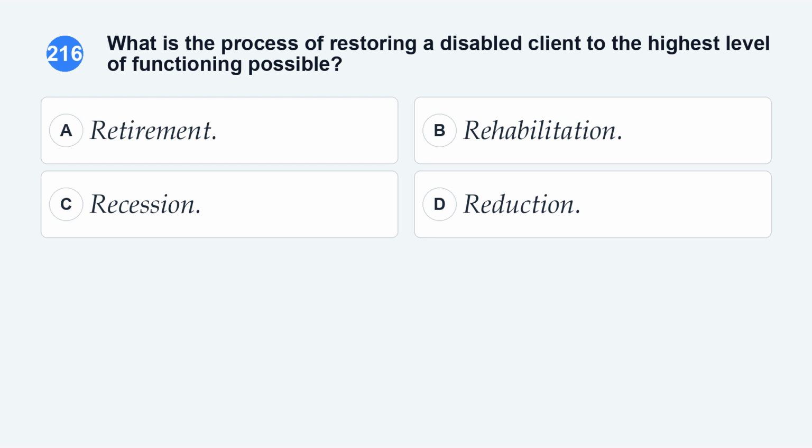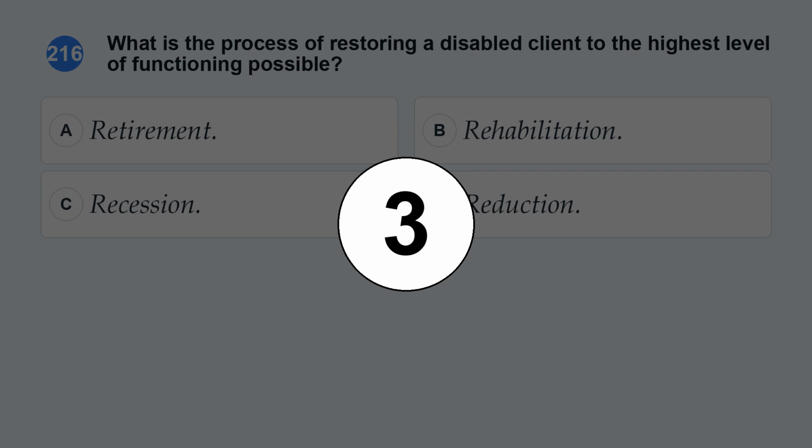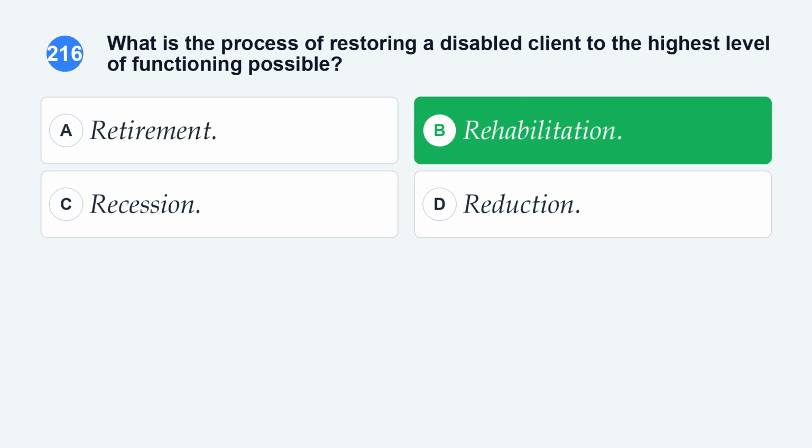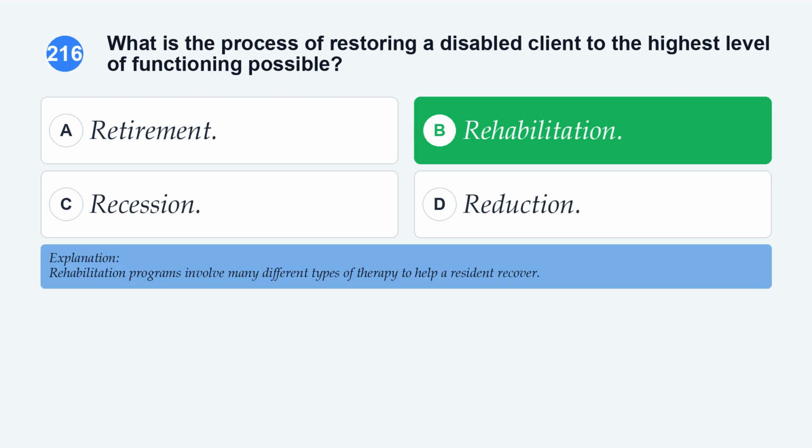Option A, retirement. Option B, rehabilitation. Option C, recession. Option D, reduction. The correct answer is option B, rehabilitation. Explanation. Rehabilitation programs involve many different types of therapy to help a resident recover.